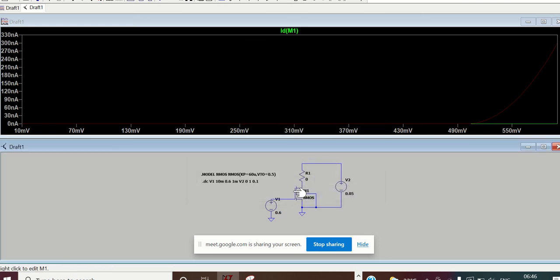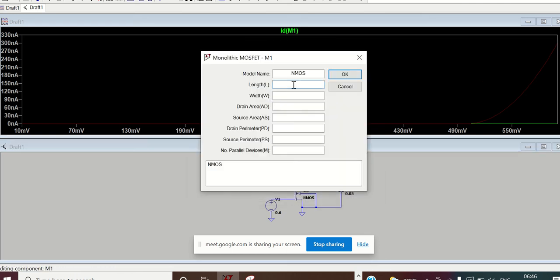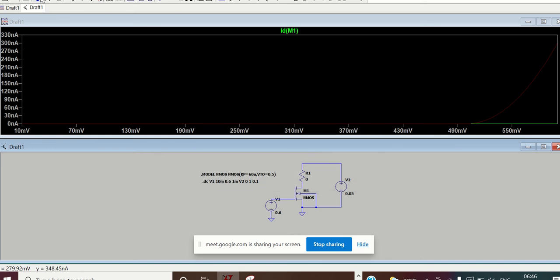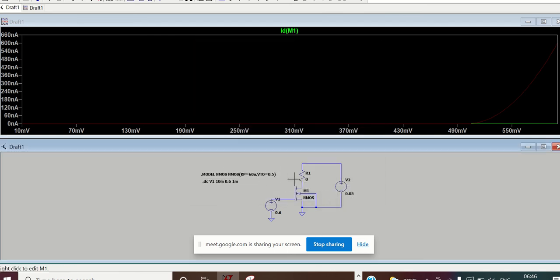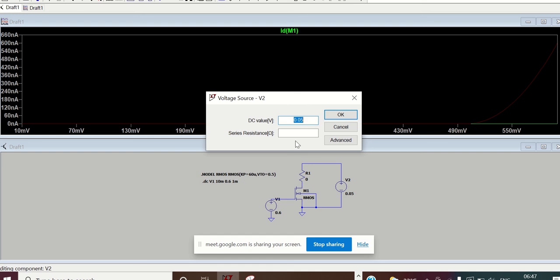Okay, I have to mention the W by L ratio. Wait, W by L ratio we had not mentioned yesterday. So generally we can start with, say, 0.5 micro length and 1 micro width. Okay, so this is our thing. V1 should be kept constant. It should not vary. So we will only vary V2. We will not do anything else. V2, let it be 0.9.